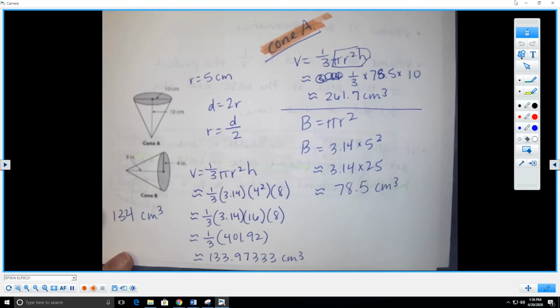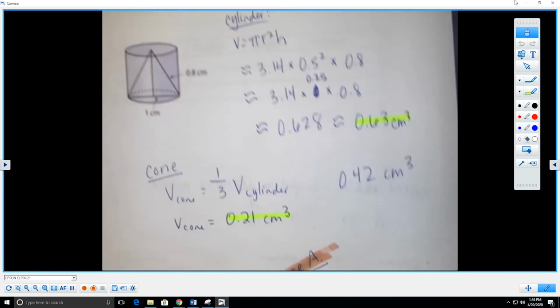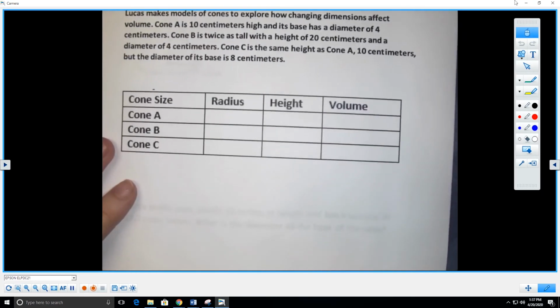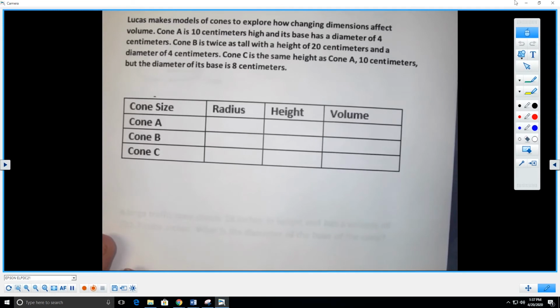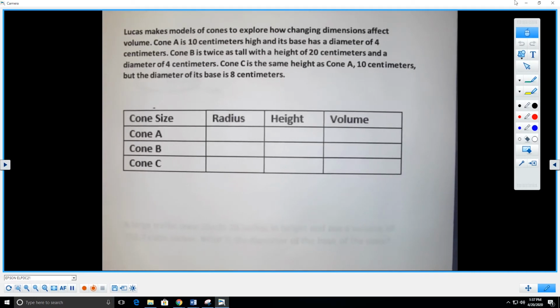Let's try another. Get your pencil and paper ready and we'll try this one together. So Lucas makes models of cones to explore how changing dimensions affect volume. Cone A is 10 centimeters high and its base has a diameter of 4 centimeters. Cone B is twice as tall with a height of 20 centimeters and a diameter of 4 centimeters. Cone C is the same height as cone A, 10 centimeters, but the diameter of its base is 8 centimeters.